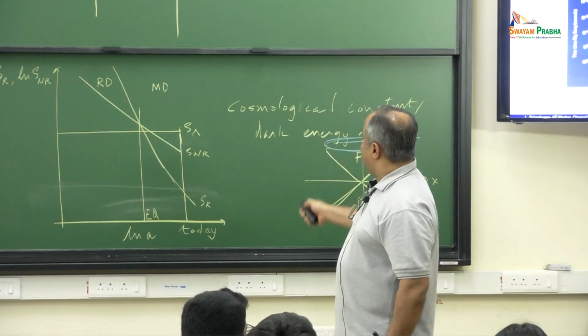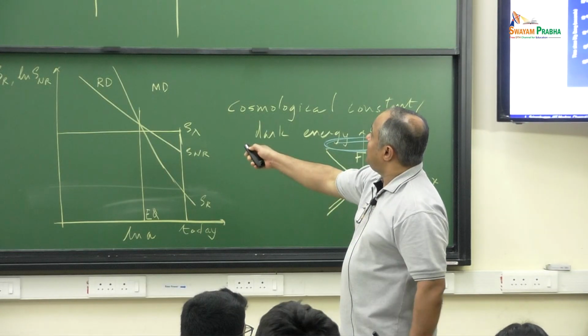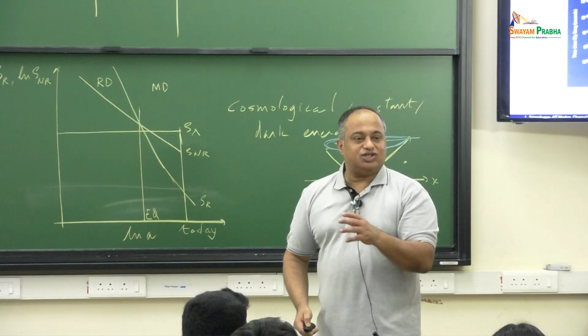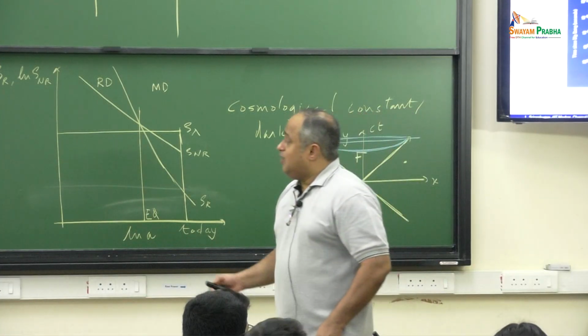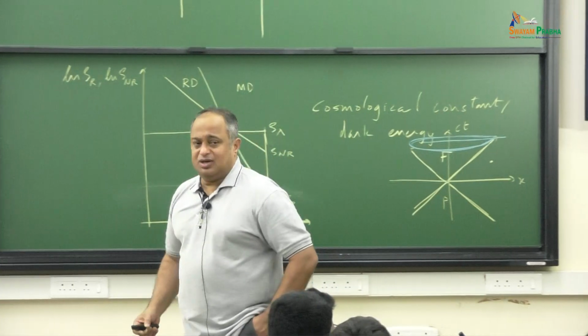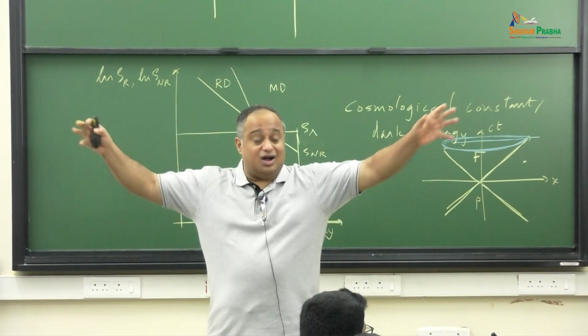A is the scale factor, right? A double dot has to be greater than 0. It has to go through acceleration. Okay? If it goes through an accelerated expansion, the universe becomes very large.